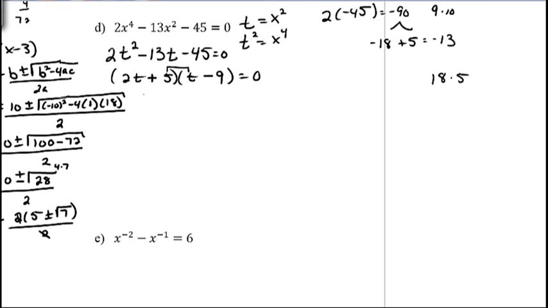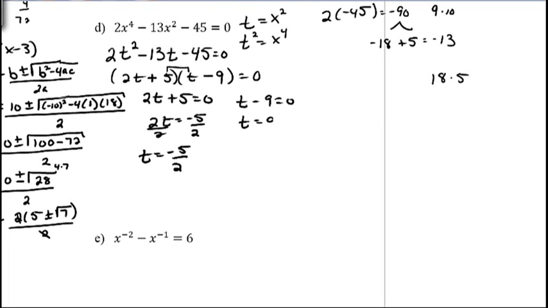Okay, so now we would set these two equal to 0. 2t plus 5 equals 0. Subtract 5, we get 2t equals negative 5, and then divide by 2. We get t is equal to negative 5 halves. And then t minus 9 equals 0 is going to give us t equals 9. So again, now this is t. I need to figure out what x is.